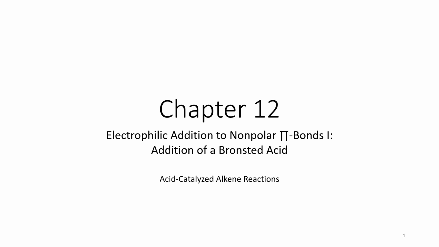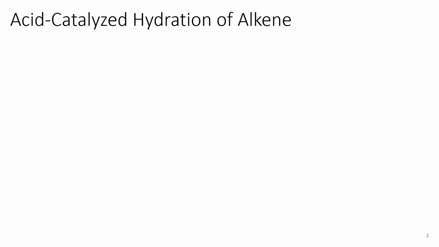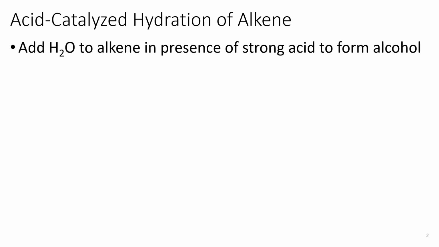In this portion of Chapter 12, we're going to be looking at the acid-catalyzed reaction of our alkenes for the electrophilic addition to those nonpolar pi bonds. So first acid-catalyzed reaction that we're going to look at is going to be the hydration of the alkene. So for the hydration of the alkene, we're going to add water across the alkene in the presence of a strong acid to end up forming our alcohol.